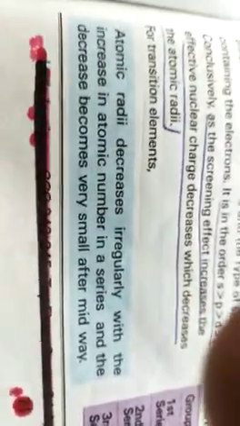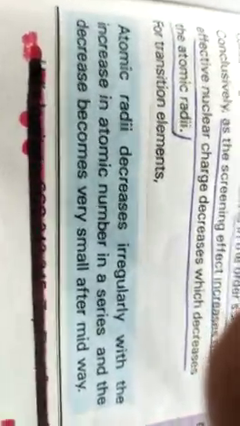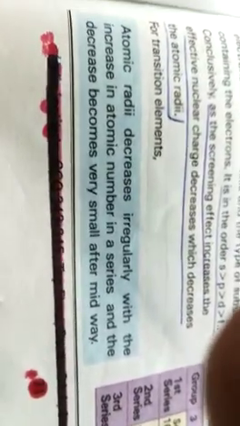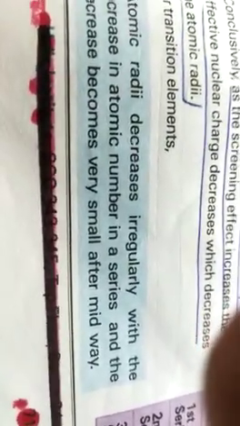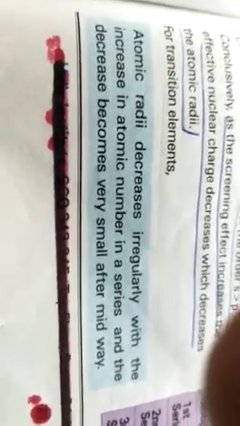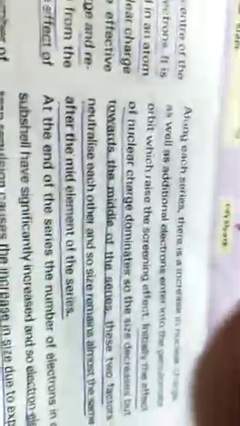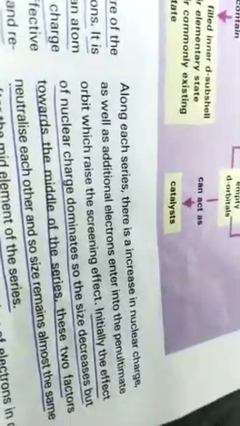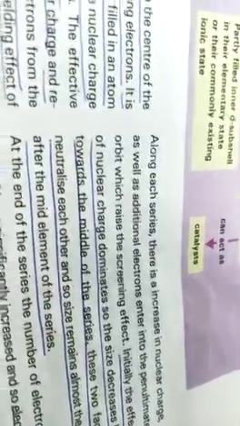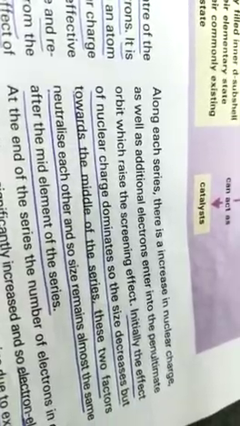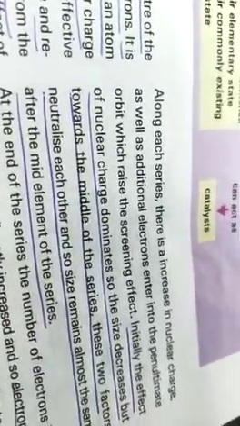For transition elements, atomic radii decrease irregularly with the increase in atomic number in a series, and the decrease becomes very small after midway along each series. There is an increase in nuclear charge as well as additional electrons entering the penultimate orbit, which raises the screening effect.